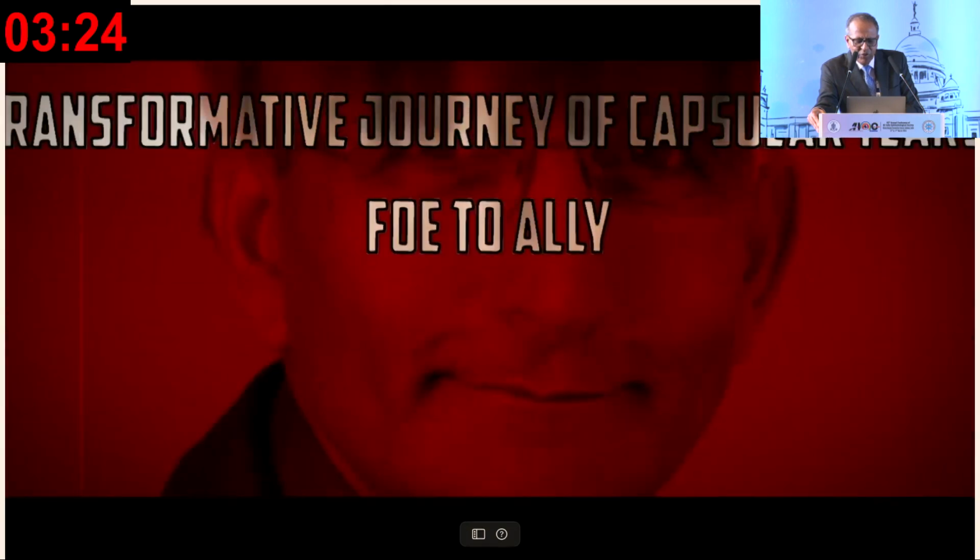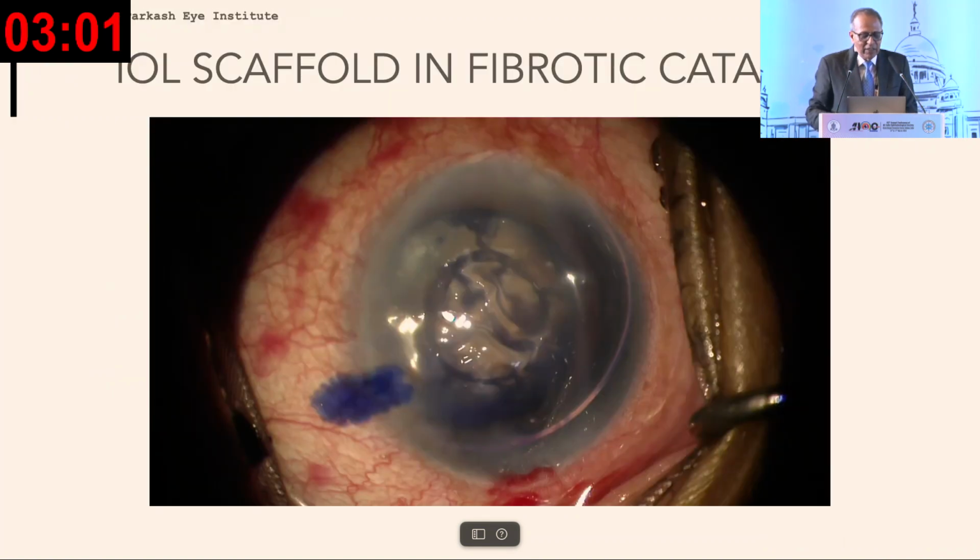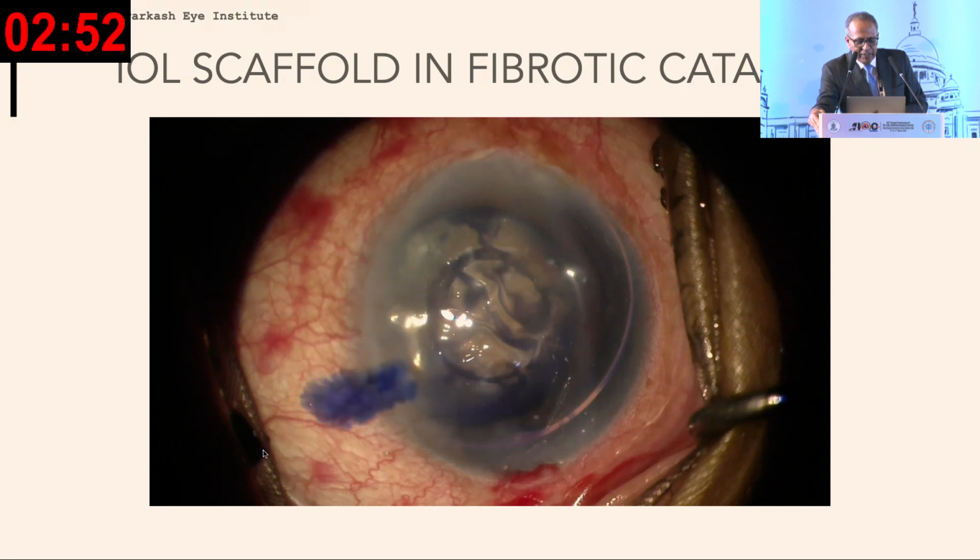Let me create a situation wherein, let me show you how, if we diagnose PCR, what are the early things which we can do. This is a right eye, the patient has a fibrotic cataract. The left eye is pseudophakic with optic capture. So there might have been a PCR. That was something which was a very big deterring factor for me. FLACS was done because in fibrotic cataract you want to create an intact rexis. So FLACS was done, a smaller rexis was created.